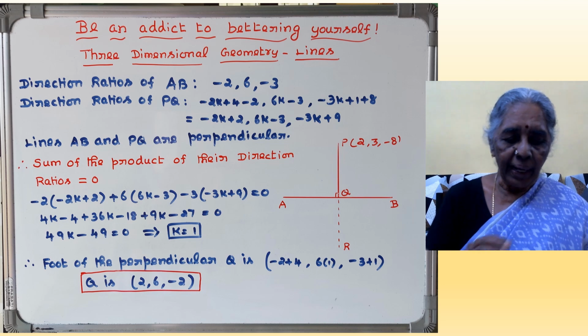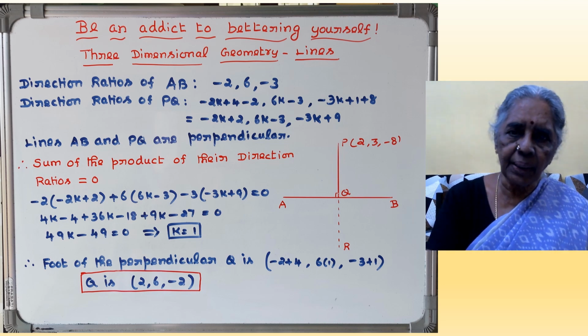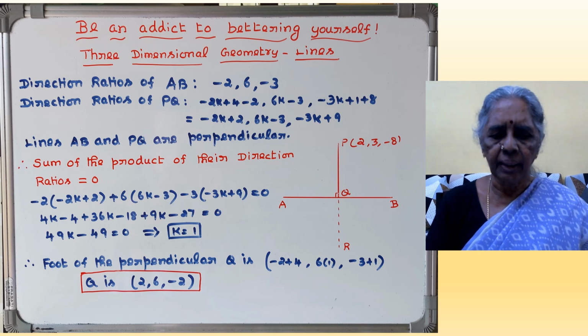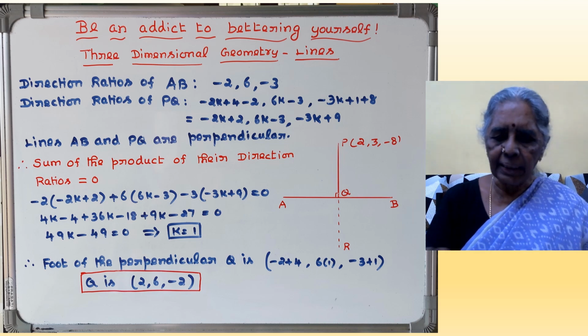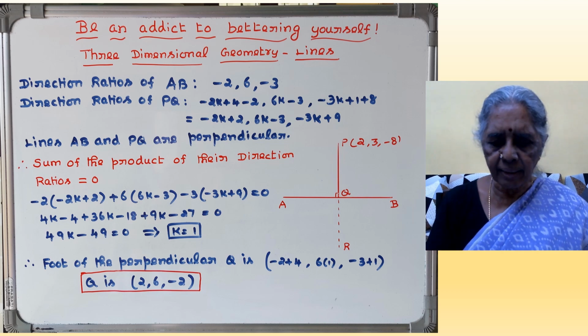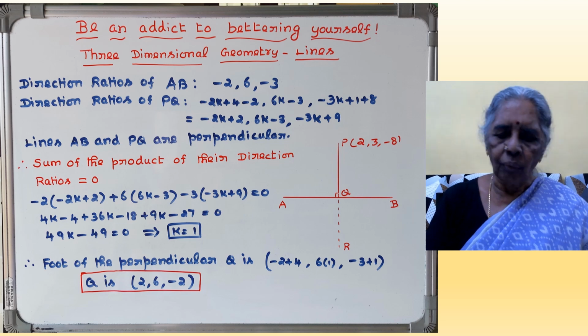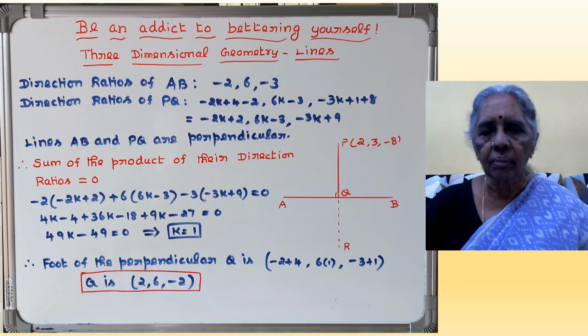So now minus 2 into minus 2k plus 2, plus 6 into 6k minus 3, minus 3 into minus 3k plus 9 is equal to 0. Expand the brackets, bring all the k's together and all the numbers together. You will get k is equal to 1, right?